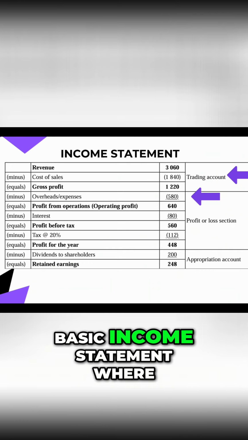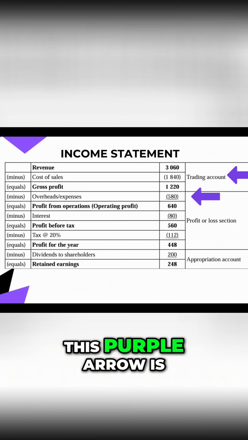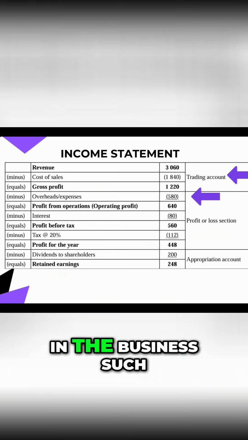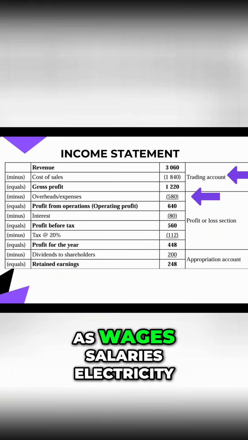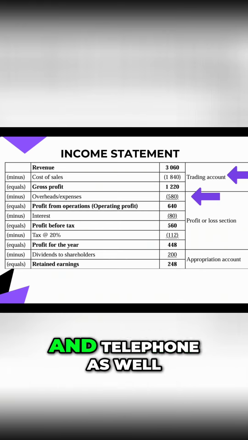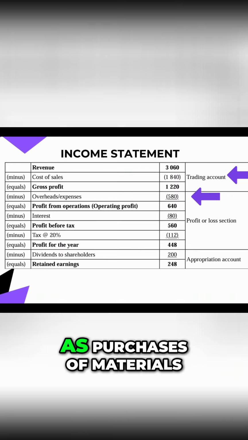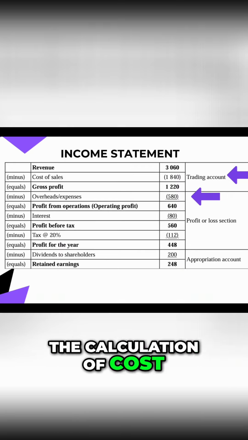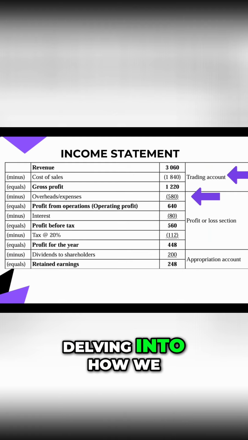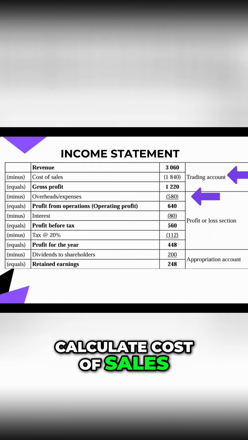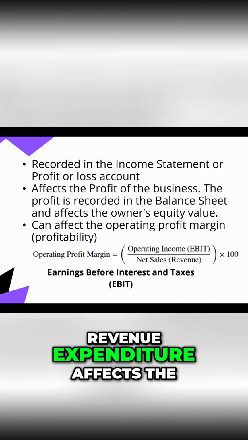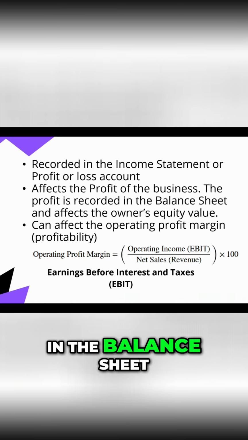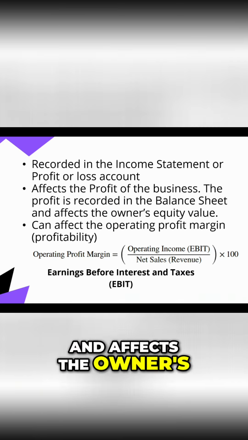In my basic income statement, where this purple arrow is, this is my overheads or my other expenses in the business, such as wages, salaries, electricity, and telephone, as well as purchases of materials that form part of the calculation of cost of sales. I'm not delving into how we calculate cost of sales today. Now, revenue expenditure affects the profit of the business. This profit is recorded in the balance sheet and affects the owner's equity value.